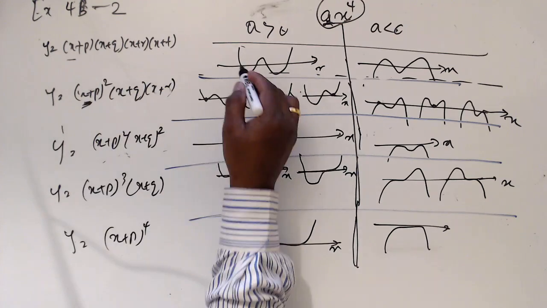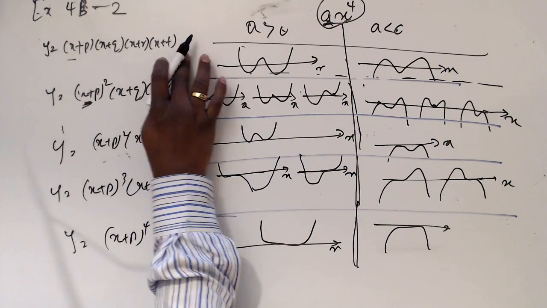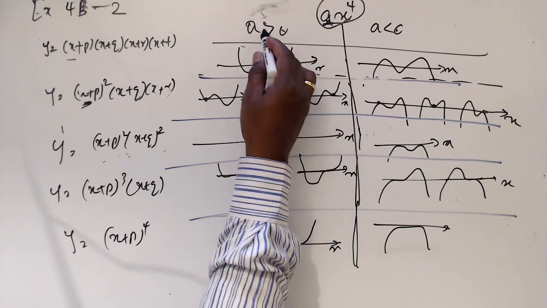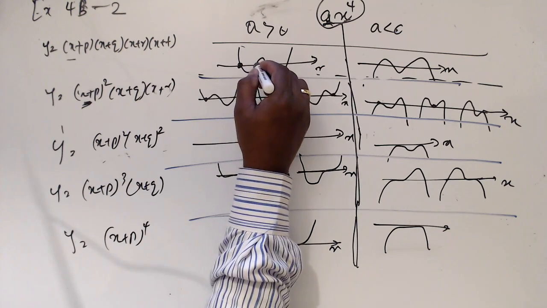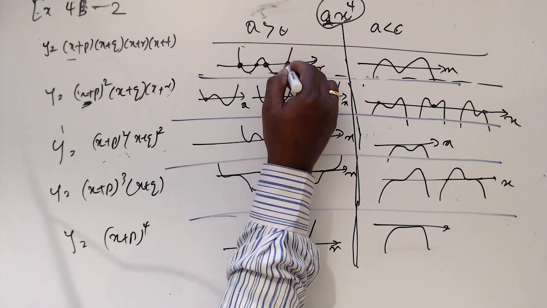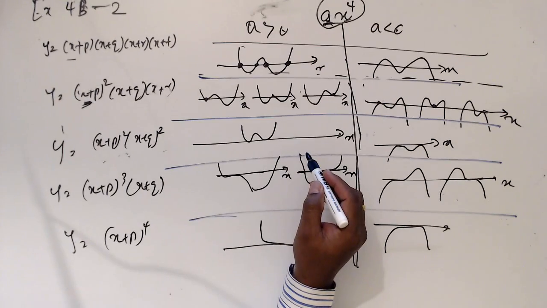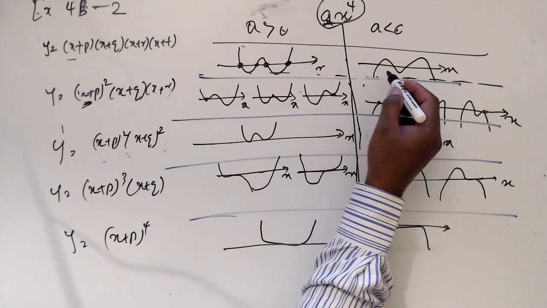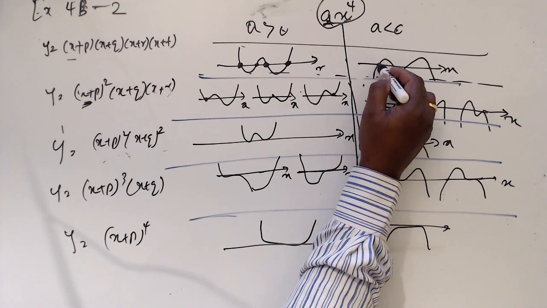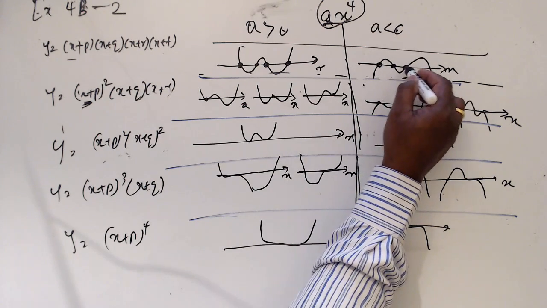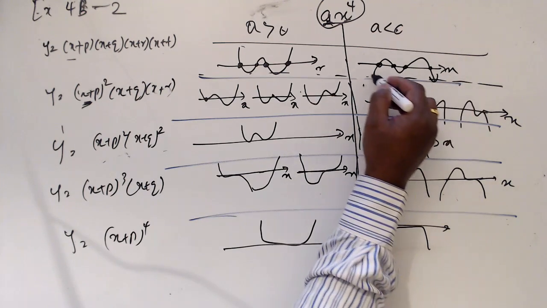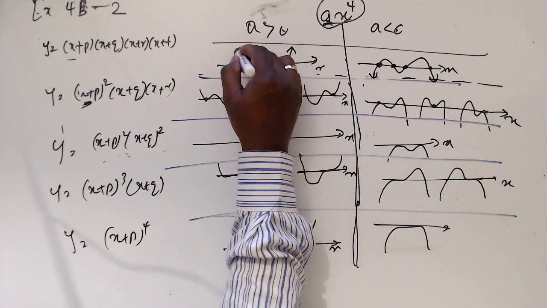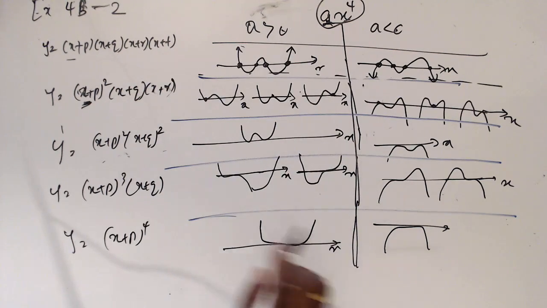Now, if we have four roots, then if a is greater than 0, it is going to be something like this. And if a is less than 0, those are the four roots, but the graph goes down. This is the graph going up.